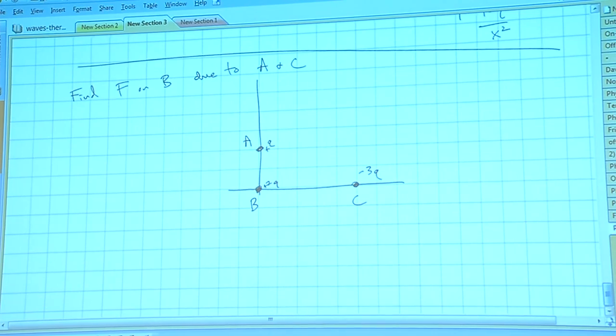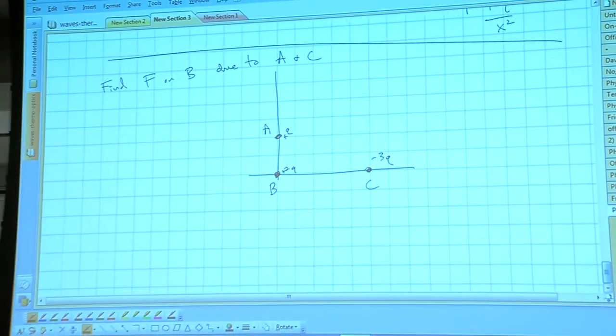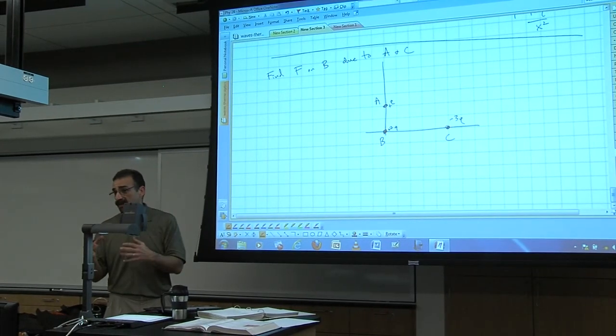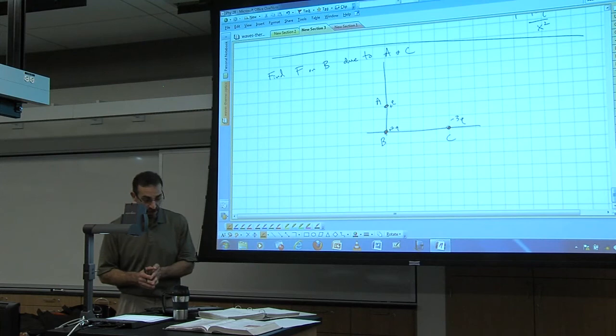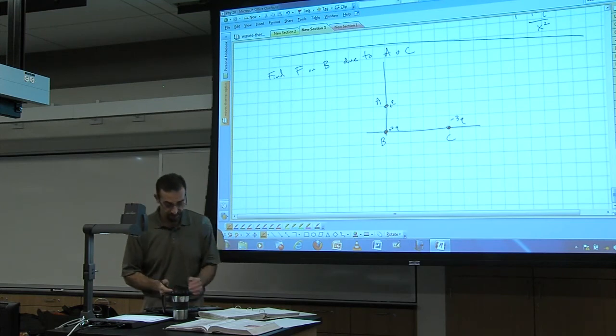It means you can ignore all the others. You look at each one individually. If you want to know the force on B due to A and C, first look at A, find the force. Then you look at C individually, as if A wasn't there, find the force. And then you add those. Because these are vectors, we add them vectorially. So superposition. We just add up the effects of each one at the position of interest.